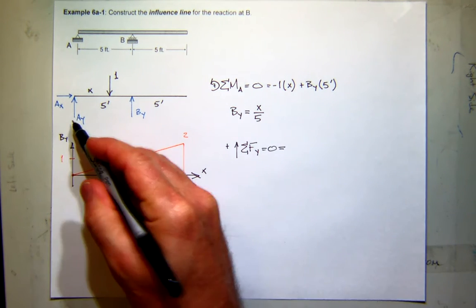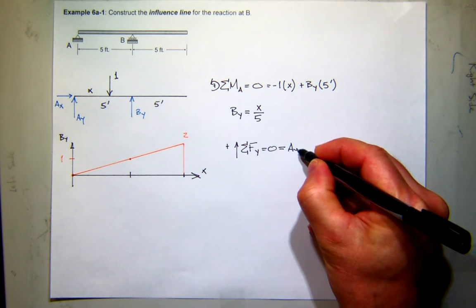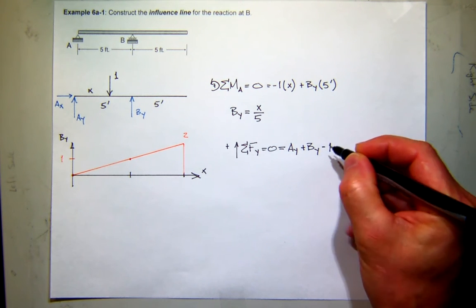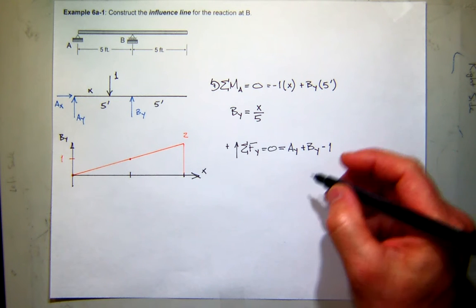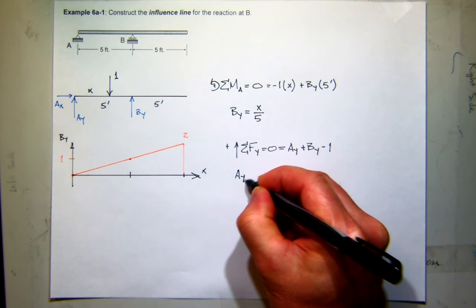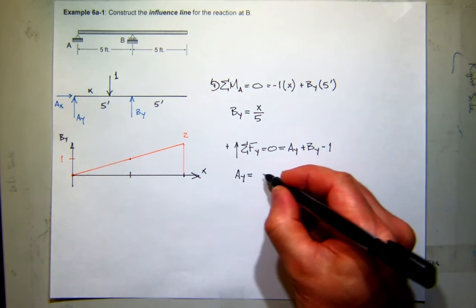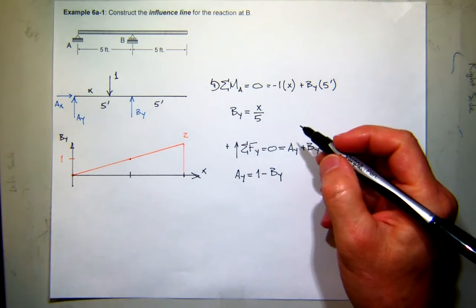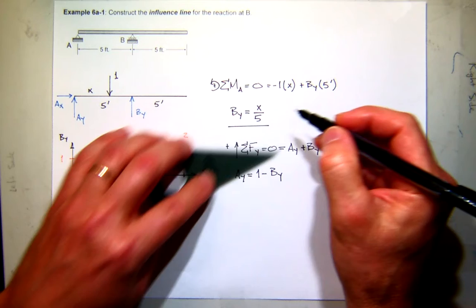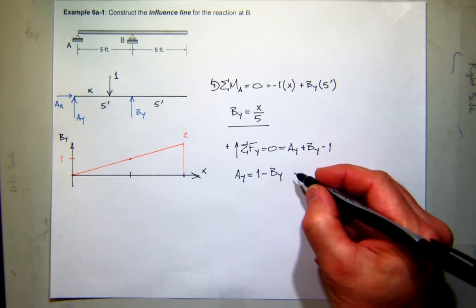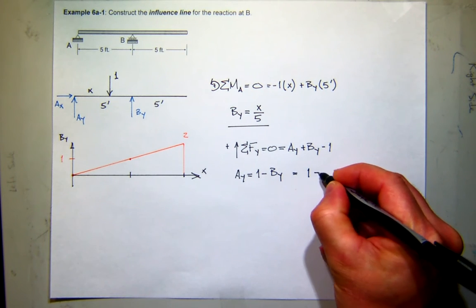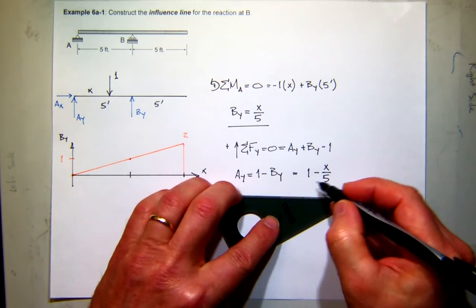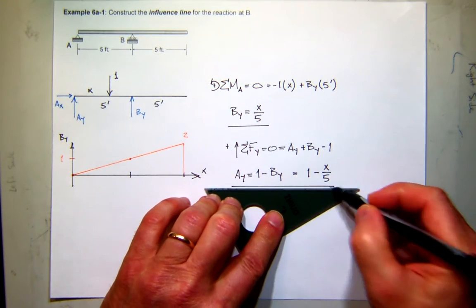Let's see what we've got. So we've got AY acting up plus BY minus 1. So let's solve for AY. AY is equal to 1 minus BY. And we know what BY is. It's x divided by 5. So AY is going to be 1 minus x over 5. Let's plot that.